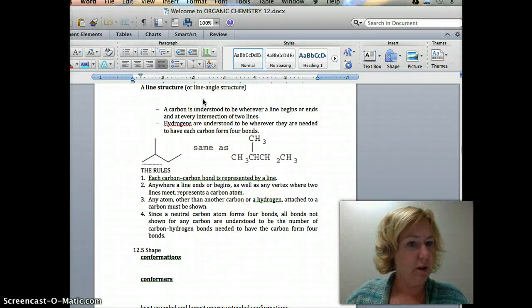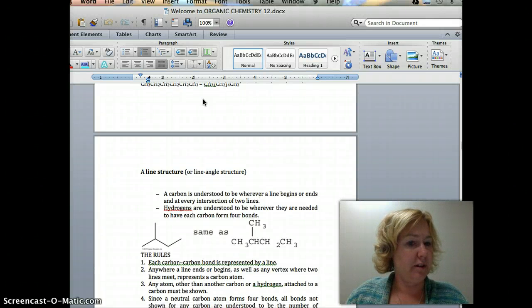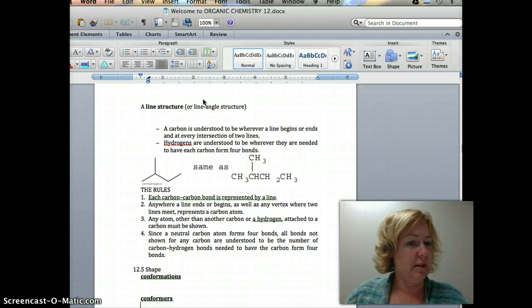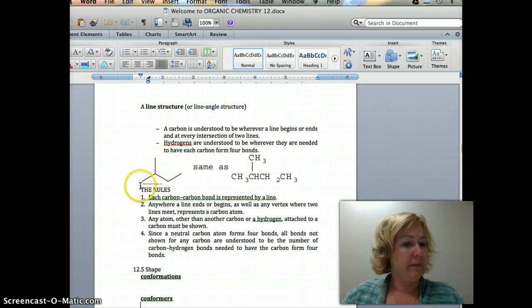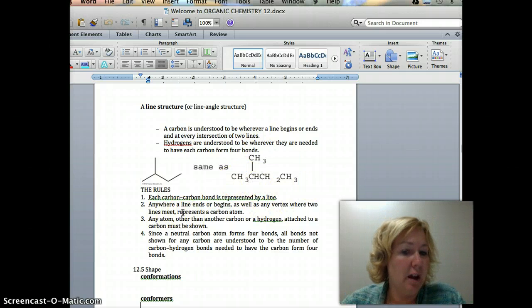Okay, we are on a line structure. These are super fun, just lazy ways that organic chemists draw the lines. You're going to put a carbon in each one of these. So there's 1, 2, 3, 4, 5, as if there were carbons here. 1, 2, 3, 4, 5. It's called a line structure. It's very easy. The carbon-carbon bond is always represented by the line.